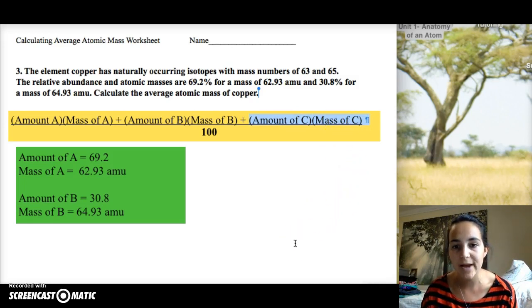So now that we've done that, you can actually take a minute to just plug all of these numbers into this formula. Take some time to do that now. Pause the video, and when you're done, restart it.